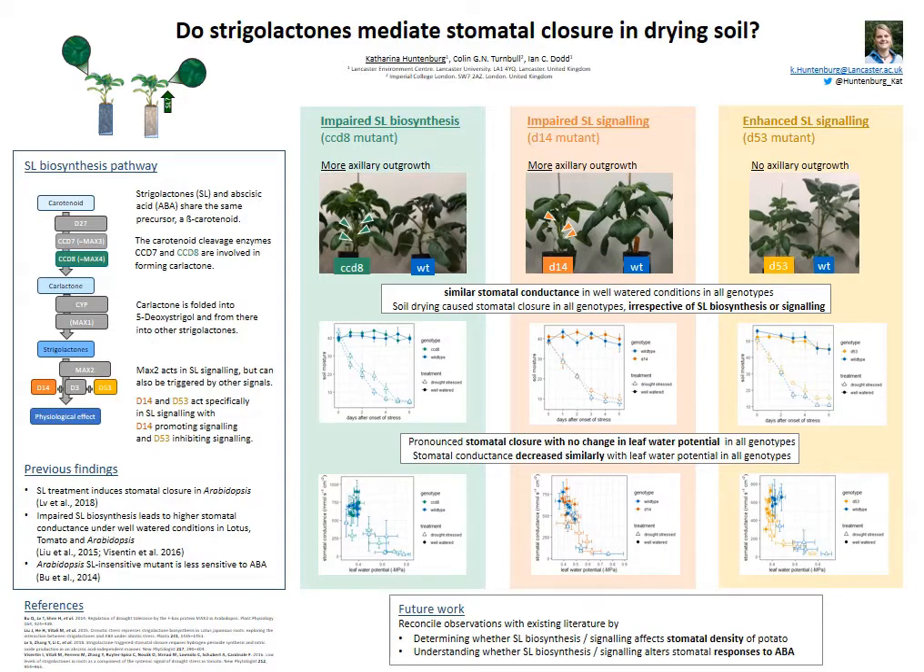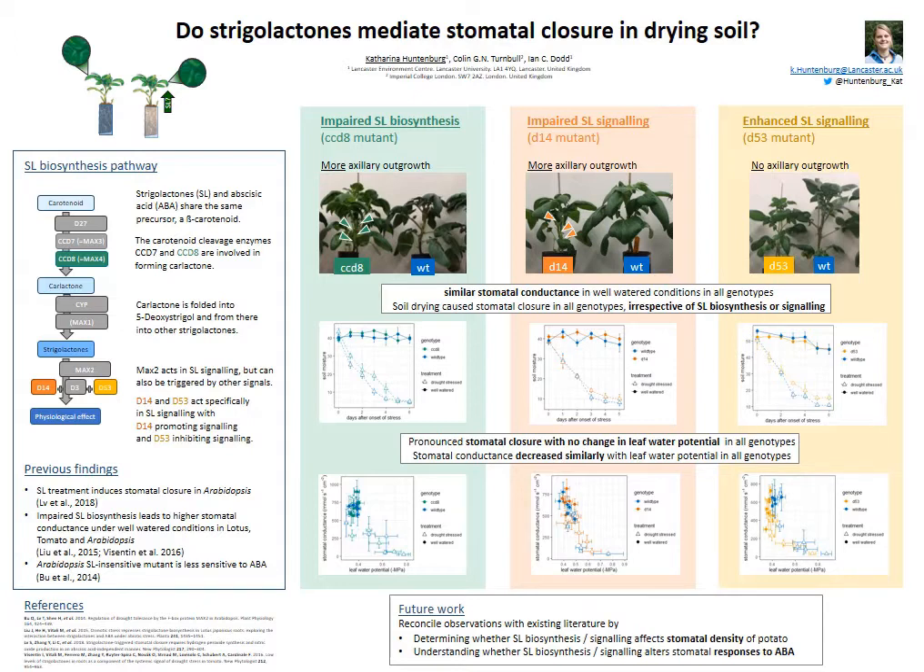Strigolactones are a group of hormones that are produced mainly in the roots and have recently been associated with stomatal closure, so they seem to be a likely candidate for signaling of drying soil. However, there hasn't been a lot of research in agricultural crops.